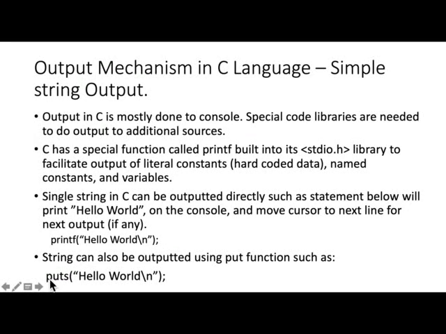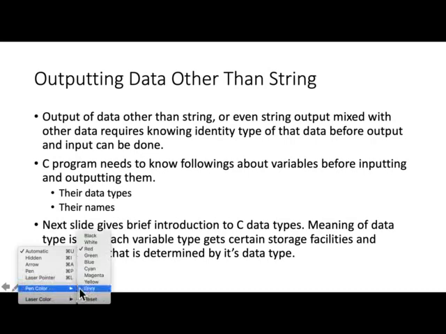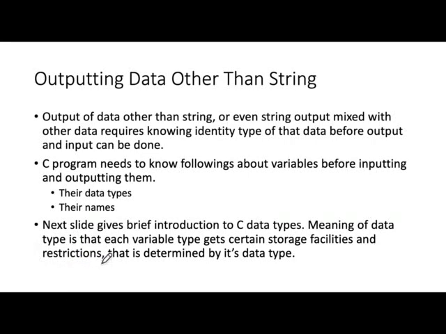Okay, but of course there are other data types that need to be outputted. So outputting data other than string, or even string output mixed with other data types, requires knowing the identity of the data before the output and input can be done. In this video we won't talk about input, but we'll mention it.